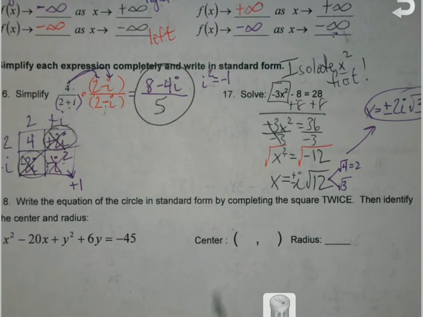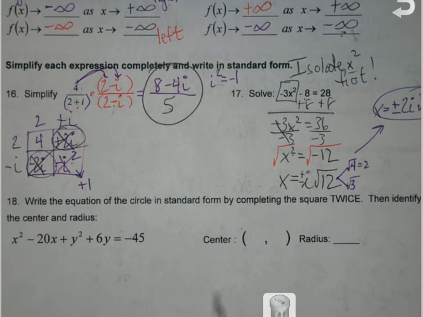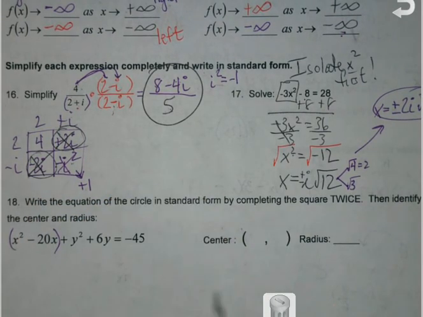And then our last one. Write the equation of the circle in standard form by completing the square twice. Okay, folks. We got to do this. We got to see work because a lot of you forgot a big chunk of this last time because you were trying to go too fast. So let's take this in pieces. We're going to divide and conquer here.